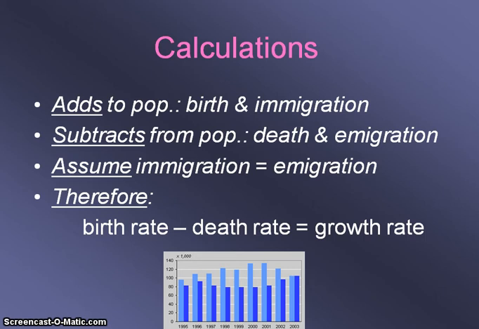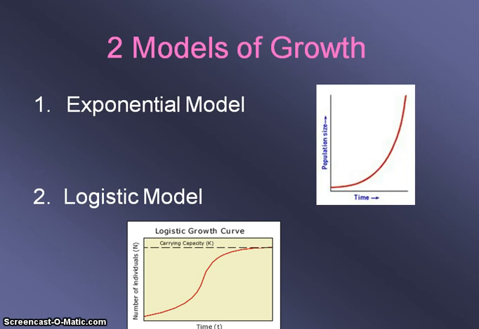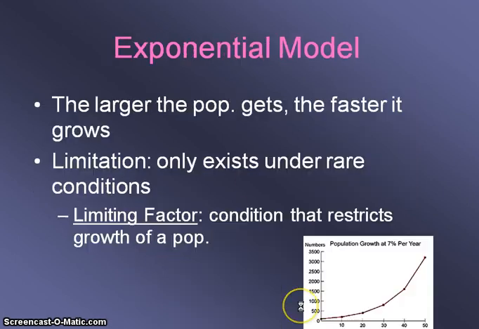There are two different models of growth that you'll need to know the difference between: the exponential model, or this J-shaped curve, and the logistic model, which has this S-shaped curve to it. For the exponential model, the larger the population gets, the faster it's going to continue to grow. More people means more possibility for babies. The birth and death rates are about constant again, and the limitation here is that this only will exist under rare conditions and for short periods of time.